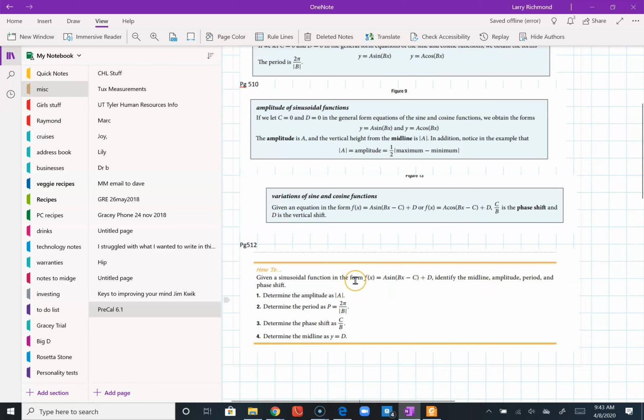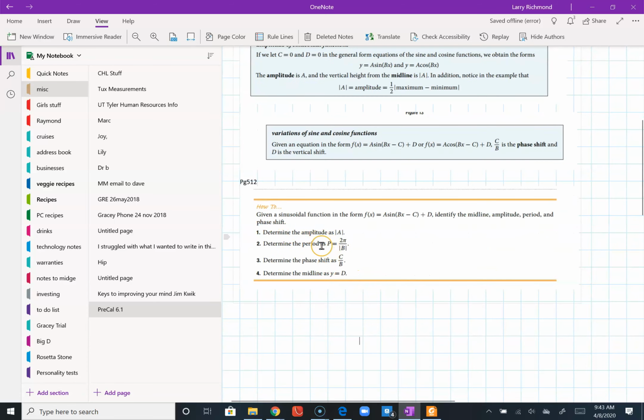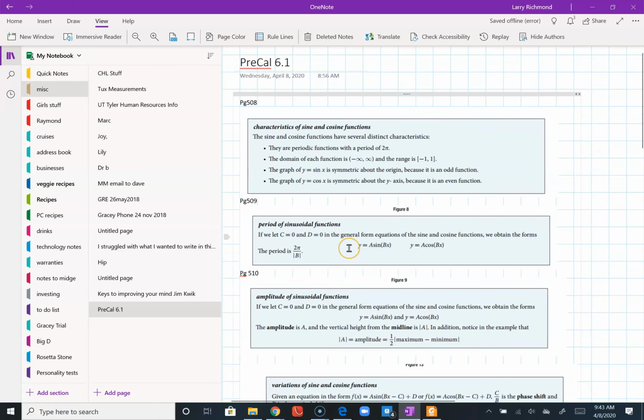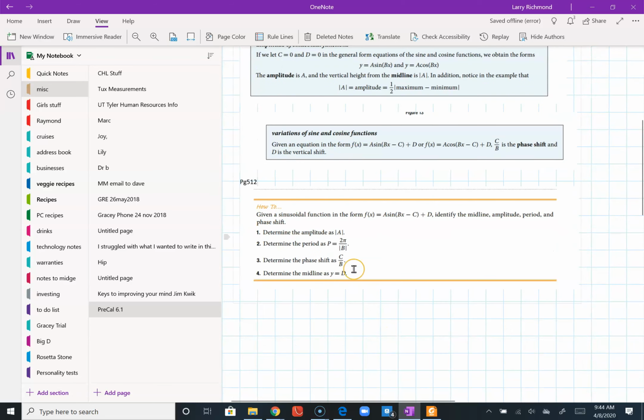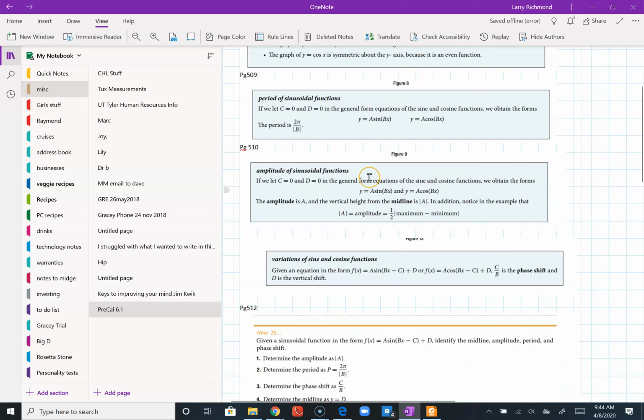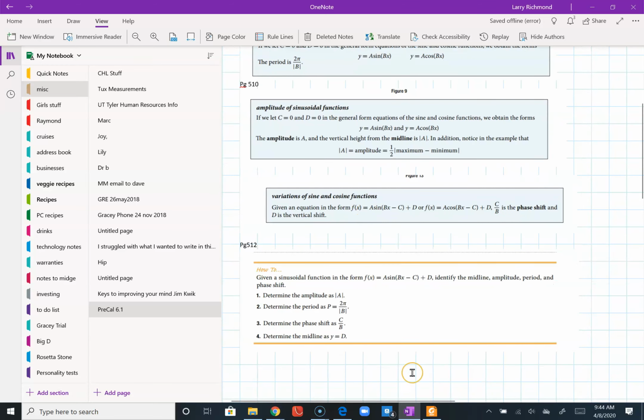You need to define those words in your notes. And here it sums it all up for you: amplitude, period, phase shift, midline. Look at these previous ones: period, amplitude, midline. So often the orange box is the how-to that summarizes the blue box things.